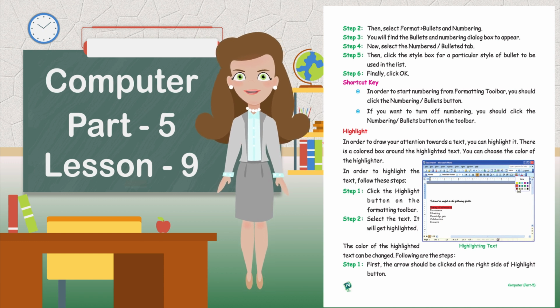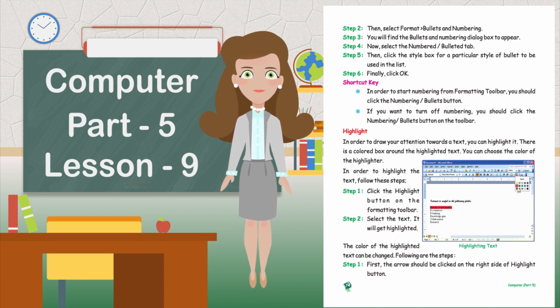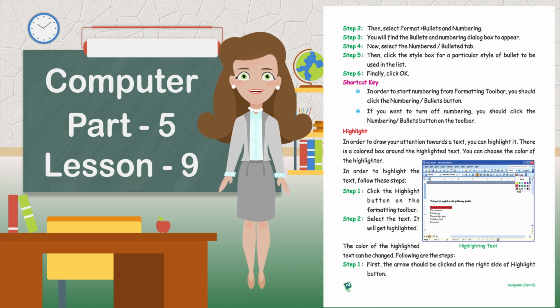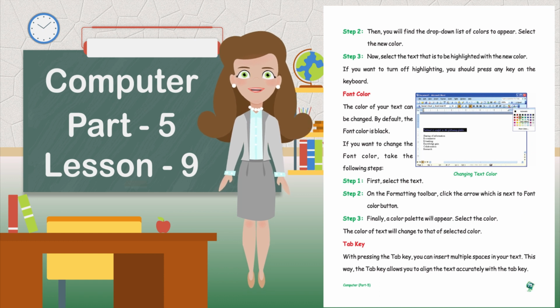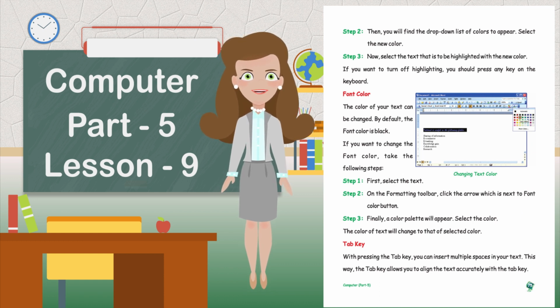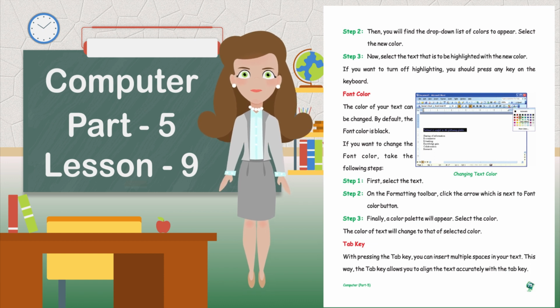The color of the highlighted text can be changed. Following other steps. Step 1. First, the arrow should be clicked on the right side of the highlight button. Step 2. Then you will find the drop down list of colors to appear. Select the new color. Step 3. Now select the text that is to be highlighted with the new color. If you want to turn off highlighting, you should press any key on the keyboard.